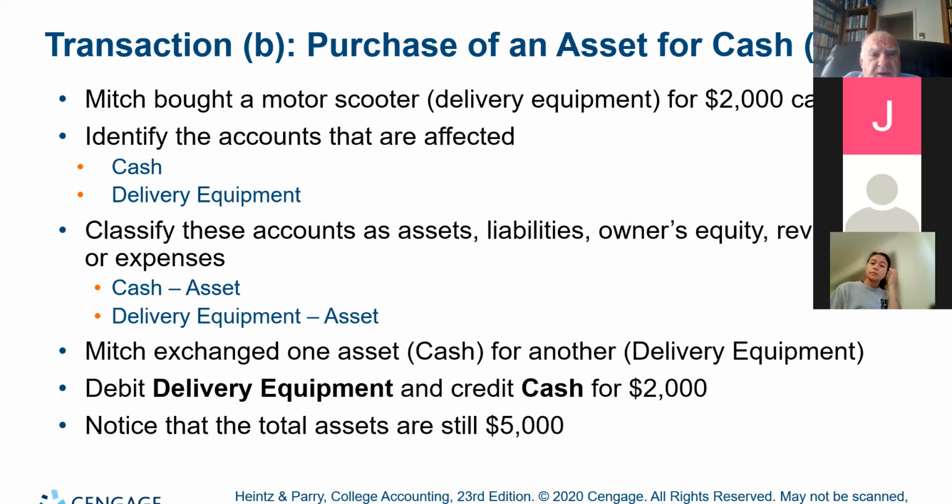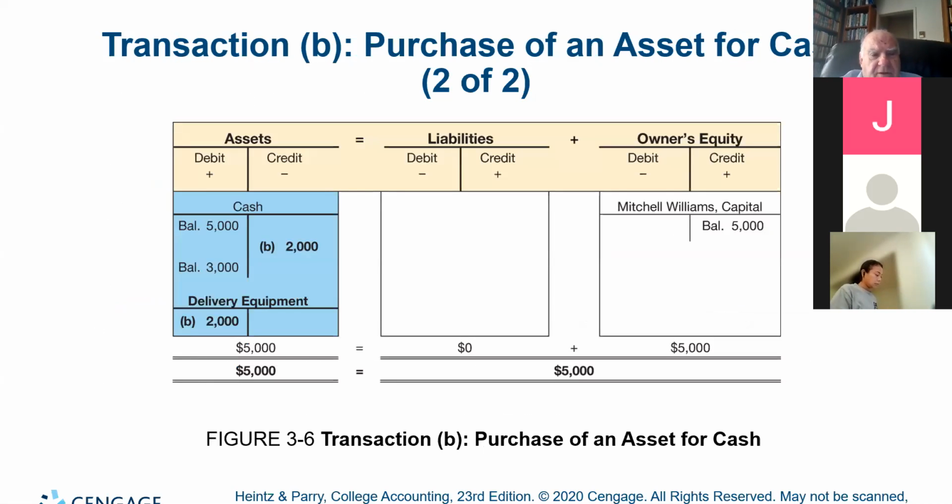Purchased an asset for cash. He purchased an asset using another asset. So one asset, equipment, is going to go up, and another asset is going to go down. So let's take a peek here. Sure enough, he bought delivery equipment for $2,000. That goes up with a debit, and the other asset, cash, goes down with a credit. Starting to see the rules of debits and credits.